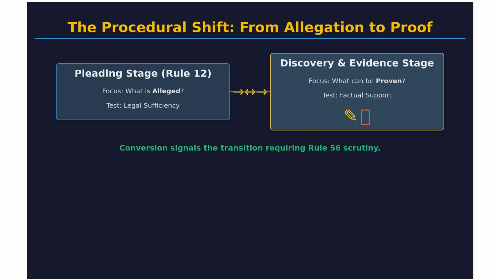However, once discovery commences, once interrogatories are served, depositions are taken, and documents are exchanged, the litigation moves into the evidence stage. The focus fundamentally shifts. We are no longer asking what the plaintiff alleged. We are now asking what the plaintiff can actually prove using admissible evidence. This transition from testing the sufficiency of the writing to testing the sufficiency of the factual support is precisely why Rule 56 summary judgment becomes the appropriate tool.